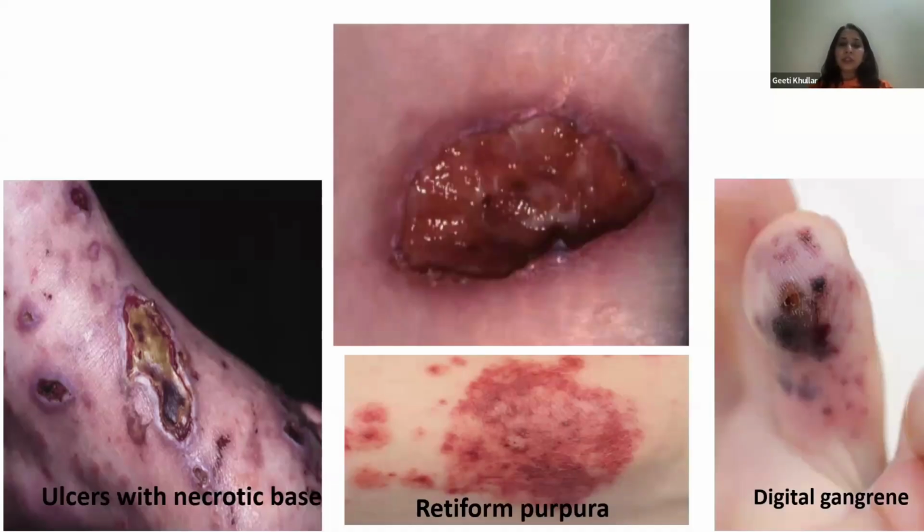Now, these are some of the lesions which we can sometimes come across and for which we get referrals, but not commonly. These are necrotic ulcers you can see. These are again ulcerations. These are retiform branching kind of purpura, non-blanchable purpuric lesions. And this is digital gangrene or infarct. So this type of features is actually suggestive of a medium vessel involvement, and that could be seen in ANCA-associated vasculitis.